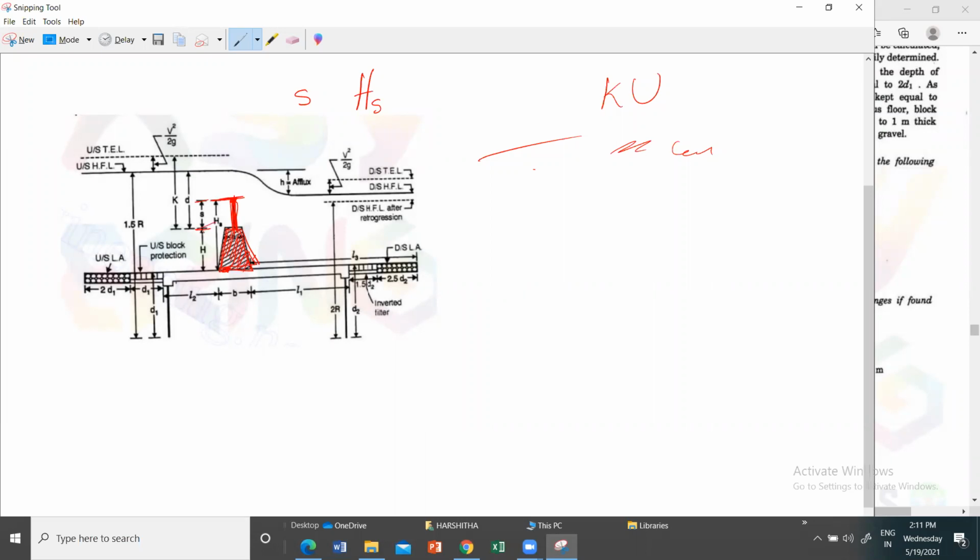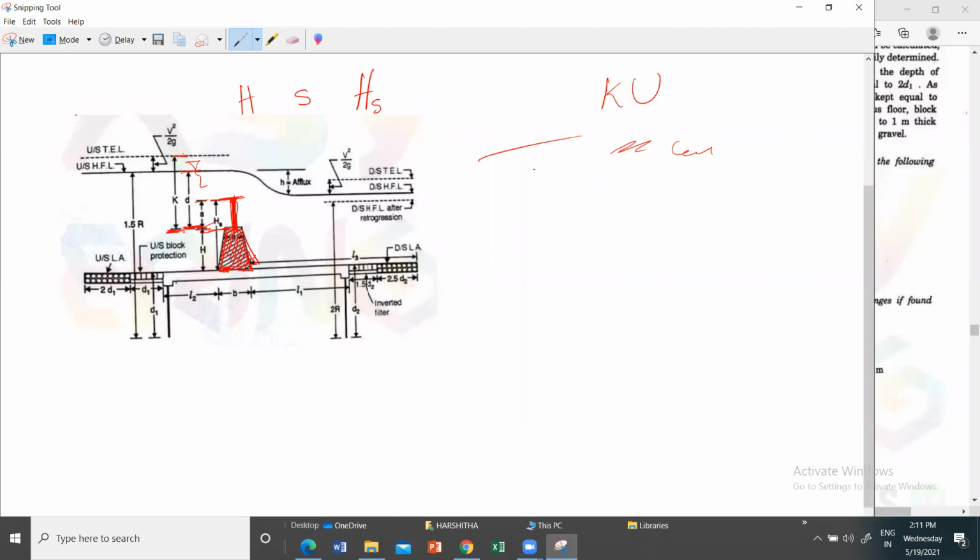So capital H will be the storage head in the weir portion, and small d will be the upstream side water level to the crest of the weir. So up to the crest of the weir, this head will be small d. Capital K is the upstream side total energy line to the crest level of the weir. That is called capital K.